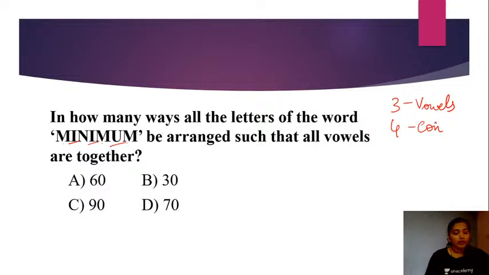Right? So while we are arranging the alphabets, we will consider all the vowels as one entity, because we need to place them together. So we'll consider all 3 vowels as one entity.